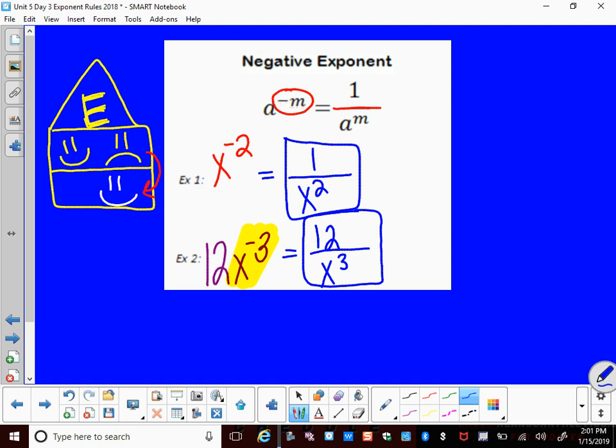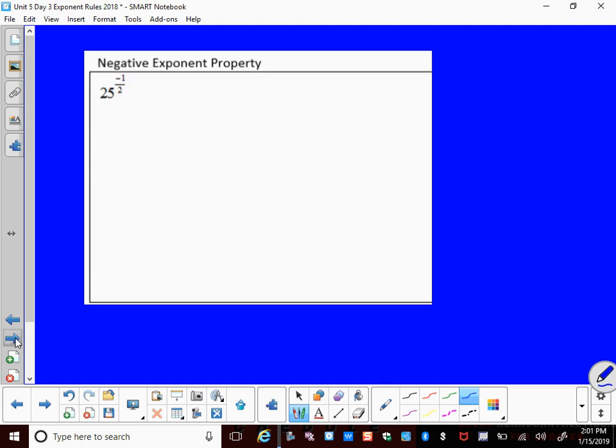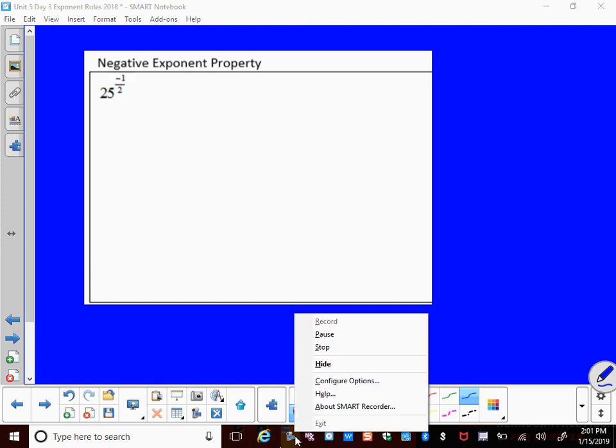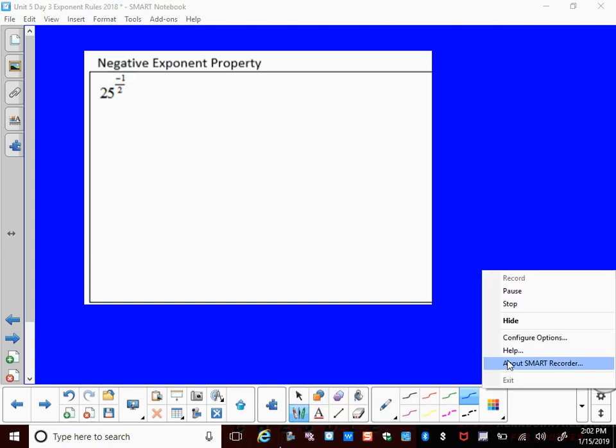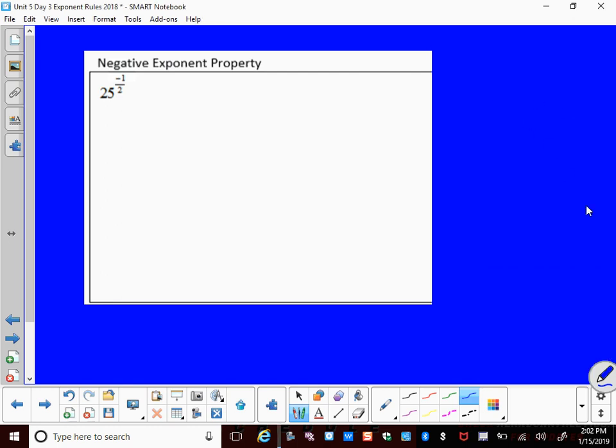All right, you got your packets? All right. You see that negative 1/2, right? It is right next to that 25. That 25 is a whole number, okay? You don't just do the 5. You have to do the whole number.